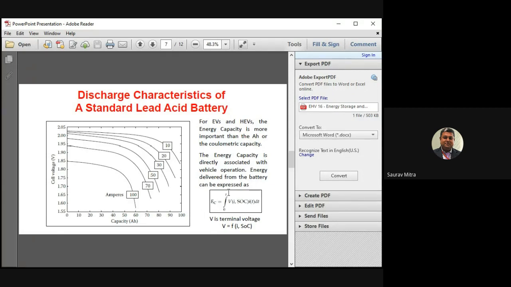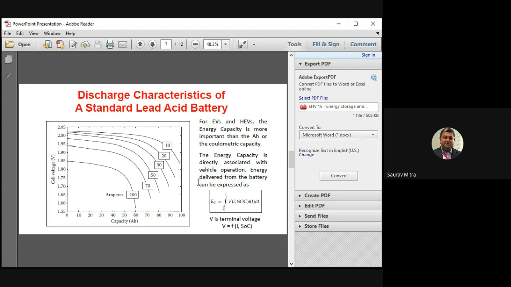So this equation also you have to remember: voltage and current are multiplied together, and you are integrating over time. Voltage times current is nothing but power. When you integrate power over time, you get energy, and the unit of energy is joules. V is the terminal voltage. V is equal to a function of current and state of charge.